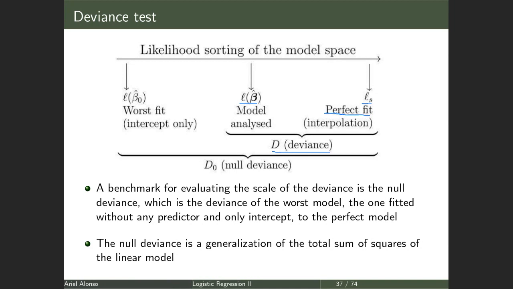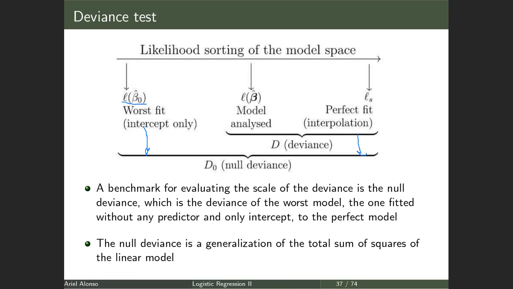That's called the deviance. Now, you sometimes need a benchmark, because if you get a deviance with a number, well, is that good? Is that bad? And that benchmark is what we call the null deviance. The null deviance is when you compare the best possible model, the saturated model, with the worst possible model, right? You are comparing the model that only has an intercept with the model that perfectly predicts the data.